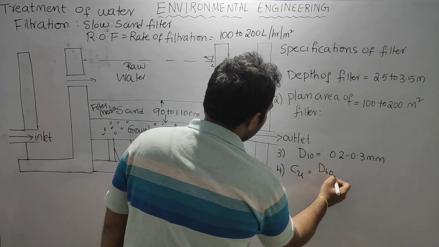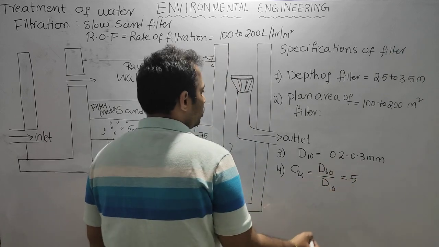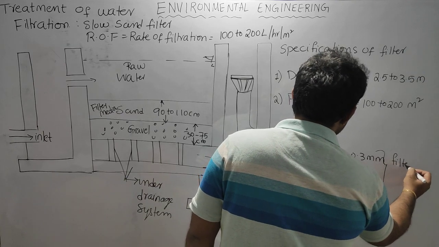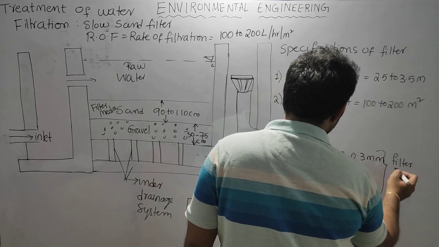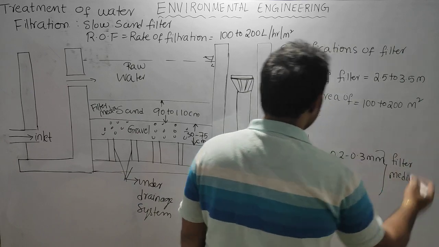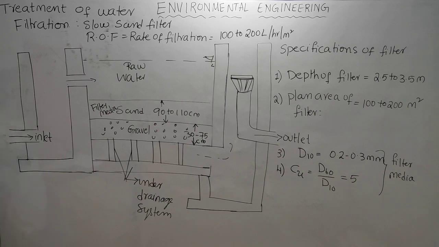D60 by D10 is equal to 5. So these belong to filter media. D10 and CU, the coefficient of uniformity, is 5 for filter media.